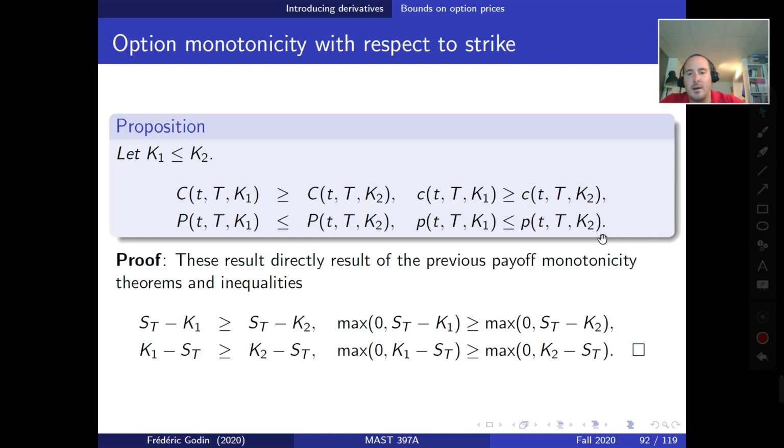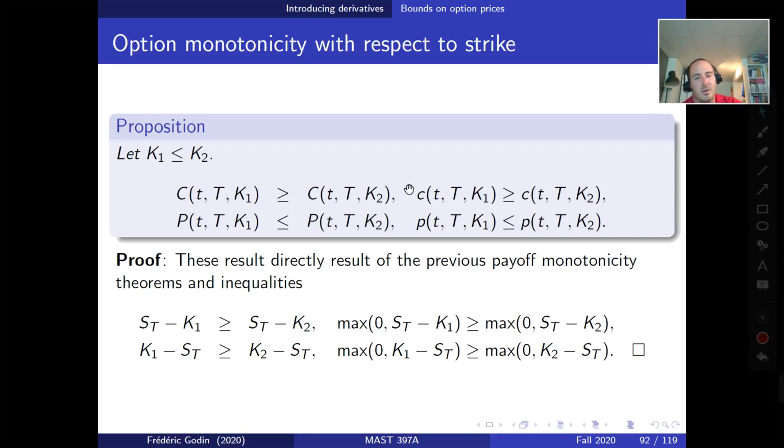So if you exercise the option at a time capital T, then the exercise value, if your strike is K1, is greater or equal to your exercise value at time T if your strike is K2. Because the exercise value when the strike is K1 is greater or equal to the exercise value when the strike is K2, the price associated with the former option must be greater or equal to the price associated with the second. So this is pretty obvious.